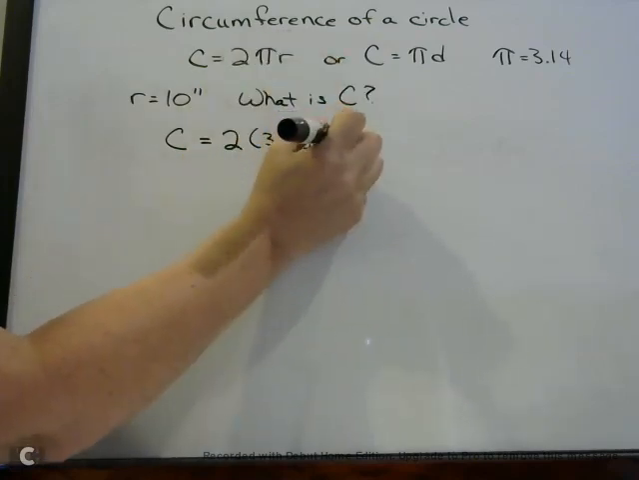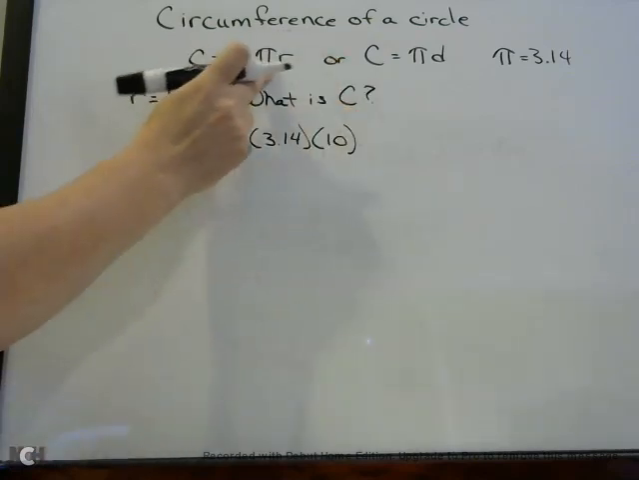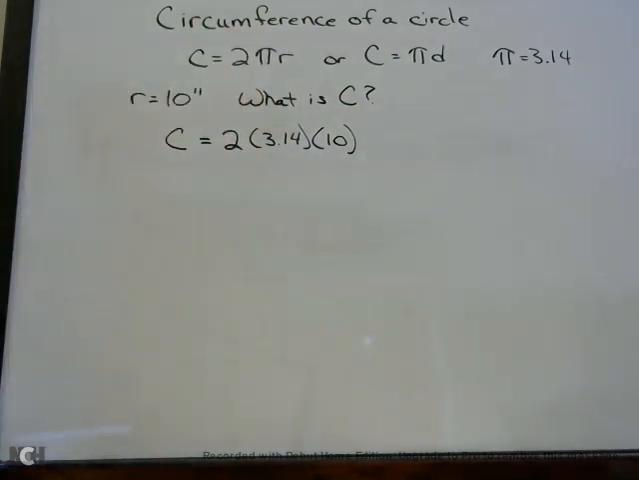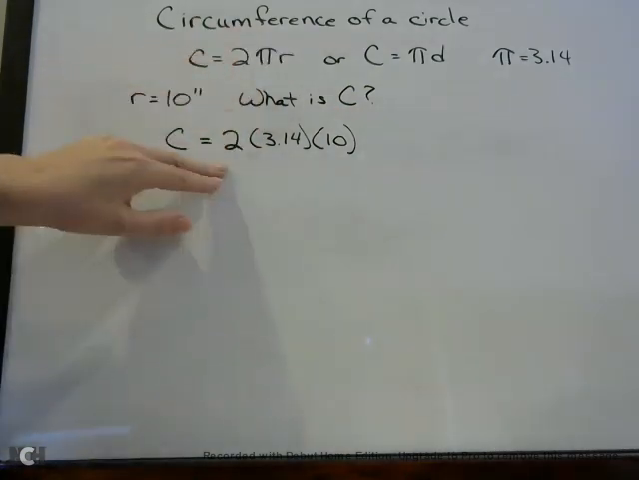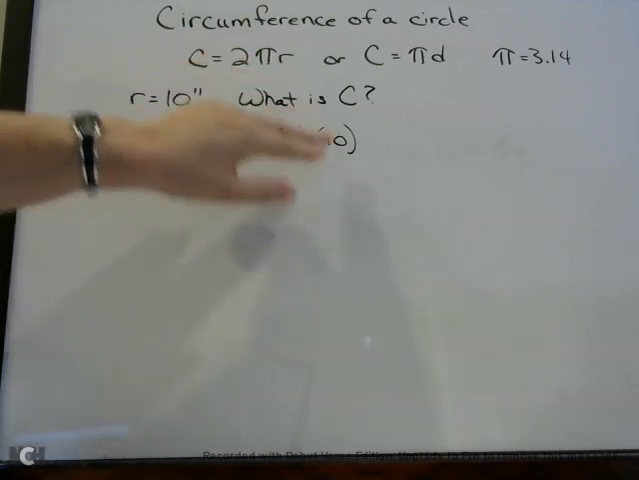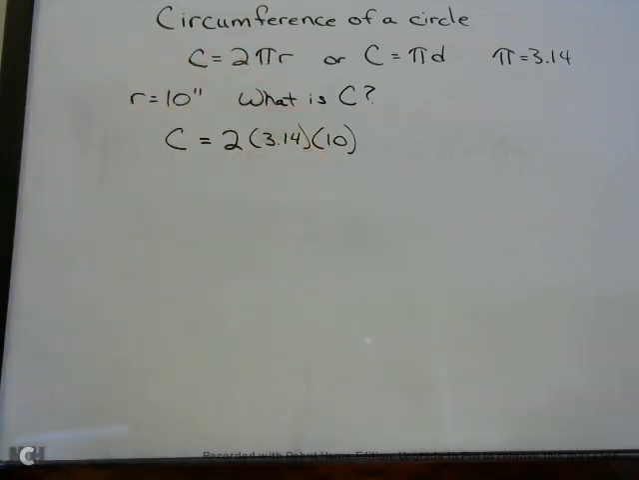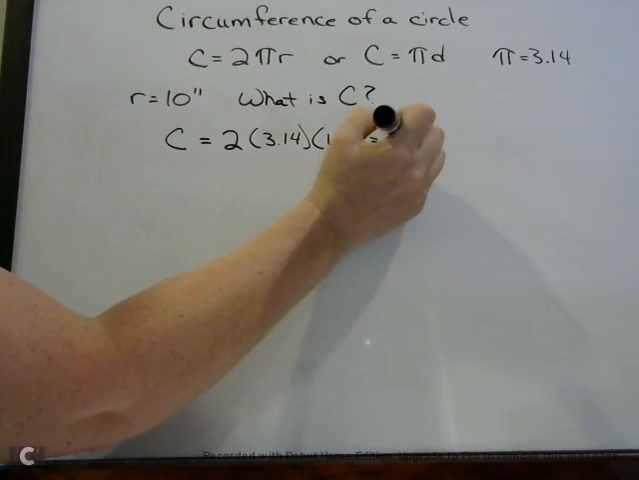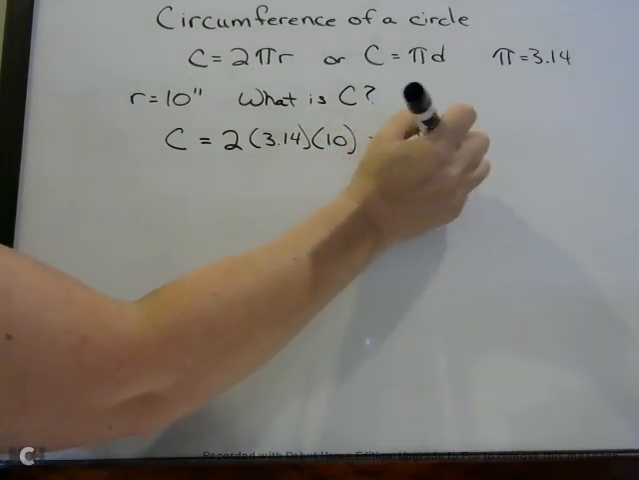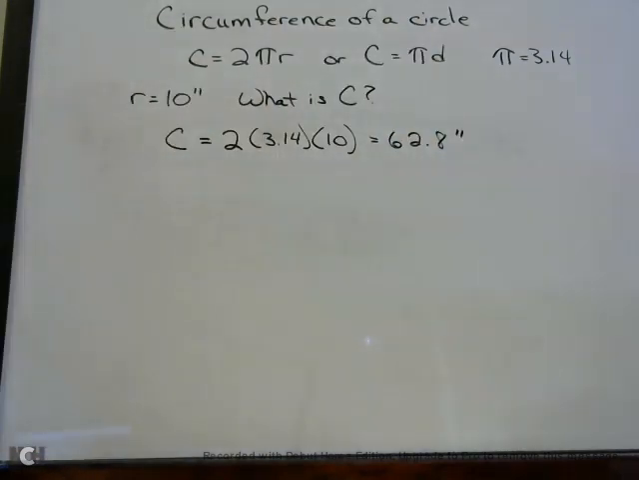And they've given us the radius is 10. Remember, when things are written beside each other, that means multiplication. So here we're multiplying 2 times 3.14 times 10. If you put that into your calculator, you will get 62.8 inches.